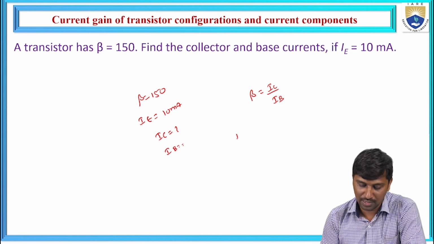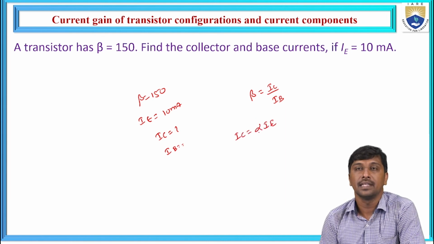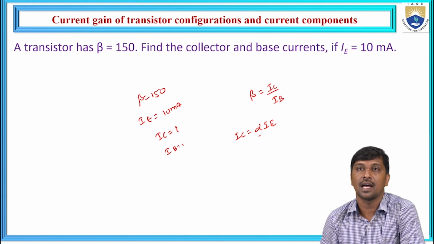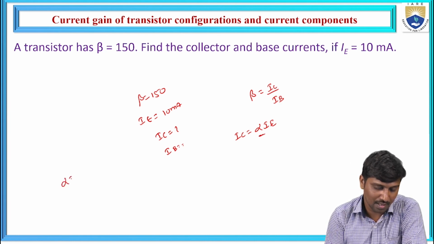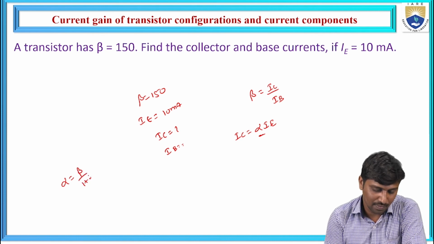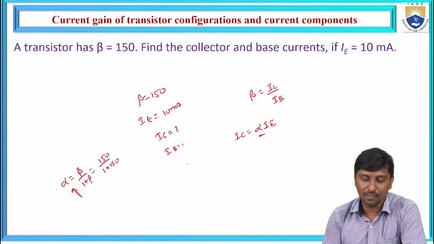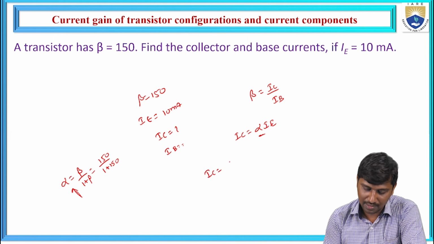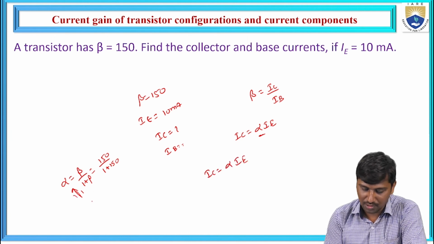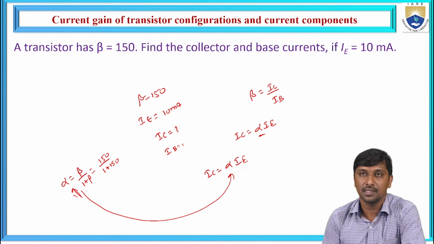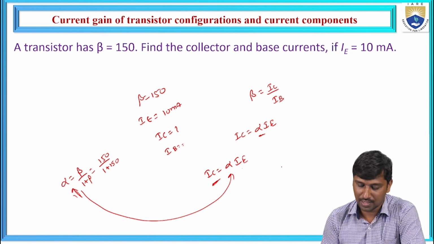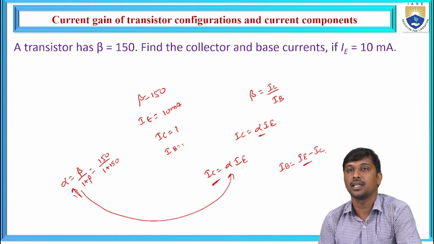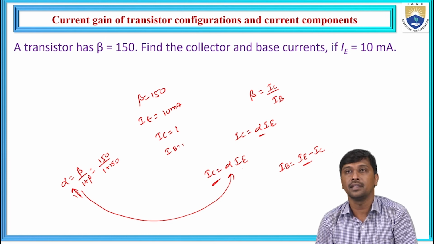So again one more relation we have, IC is equal to alpha times IE. But here IE is a known parameter. So first we need to determine this alpha parameter. So how to calculate this alpha? Alpha in terms of beta, beta by 1 plus beta, that is 150 by 1 plus 150. Then you can substitute into this relation, IC is equal to alpha times IE. Substitute this alpha value and the IE value of 10 milliamperes, then get the IC value. After that you can calculate the base current, that is the difference between emitter current and the collector current. So substitute emitter current and collector current to get the base current.